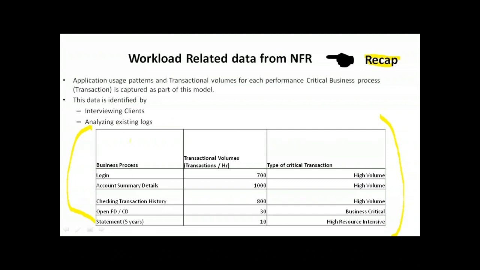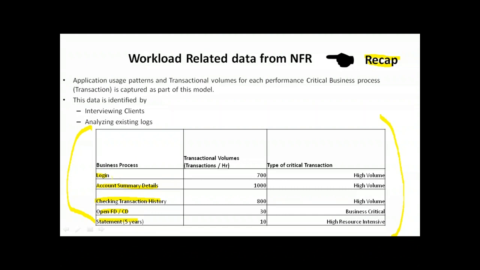Let's say these are the business critical transactions. We have assumed this is a banking application, and we have only 5 business critical transactions. One, login; account summary details; transaction history; open FD. In India we call it FD, in the US you call it CD. And statement for the last 5 years. These are our performance critical business transactions.